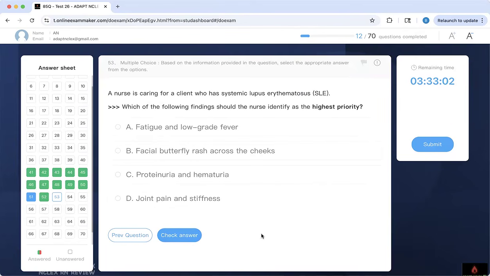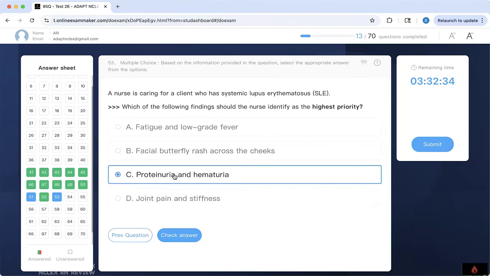Systemic lupus, highest priority. That means if I see fatigue and low-grade fever, should I worry about it? If I see a facial butterfly rash across the cheek, should I worry about it? If I see proteinuria and hematuria, should I worry about it? If I see joint stiffness and pain, should I worry about it? Of course, you should worry about proteinuria and hematuria because you have kidney failure now. Lupus, if it affects your kidney, you are in trouble.